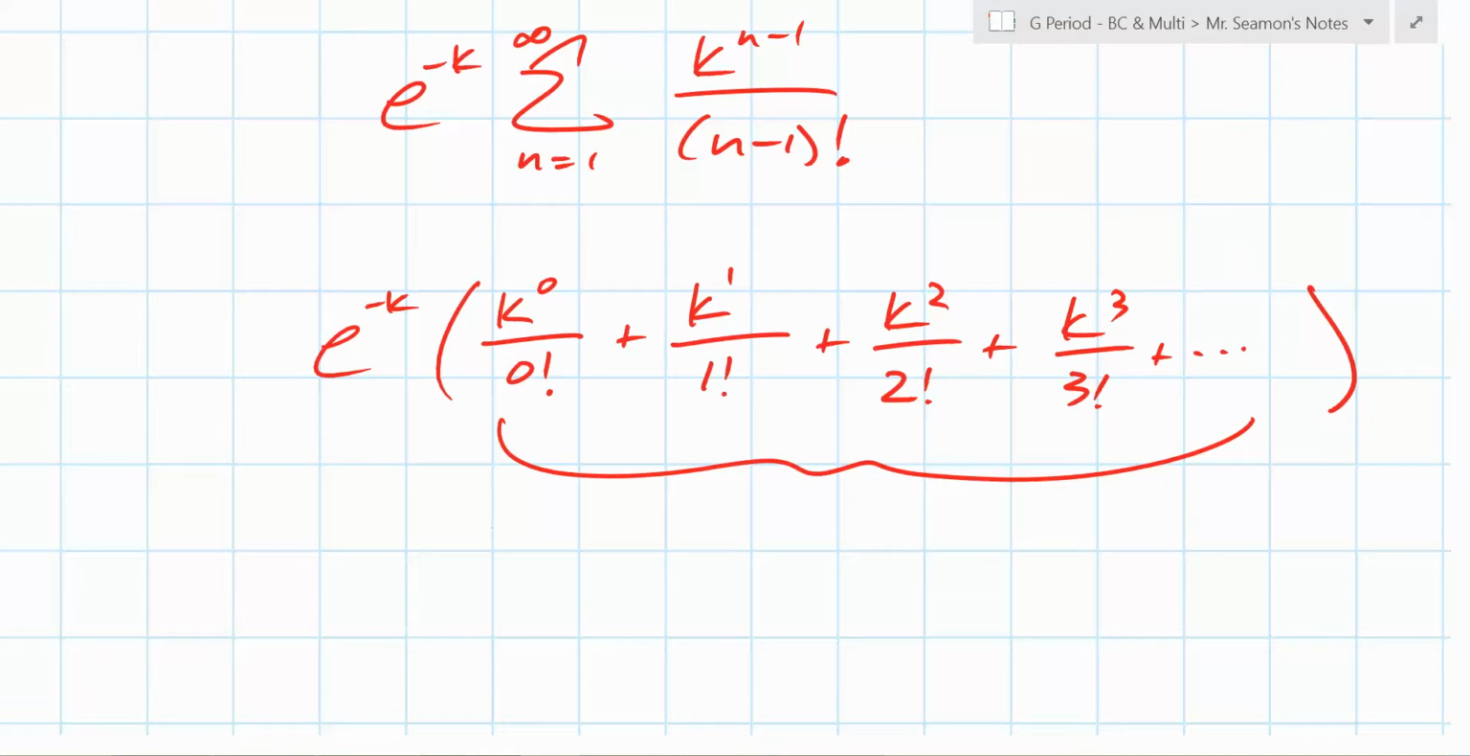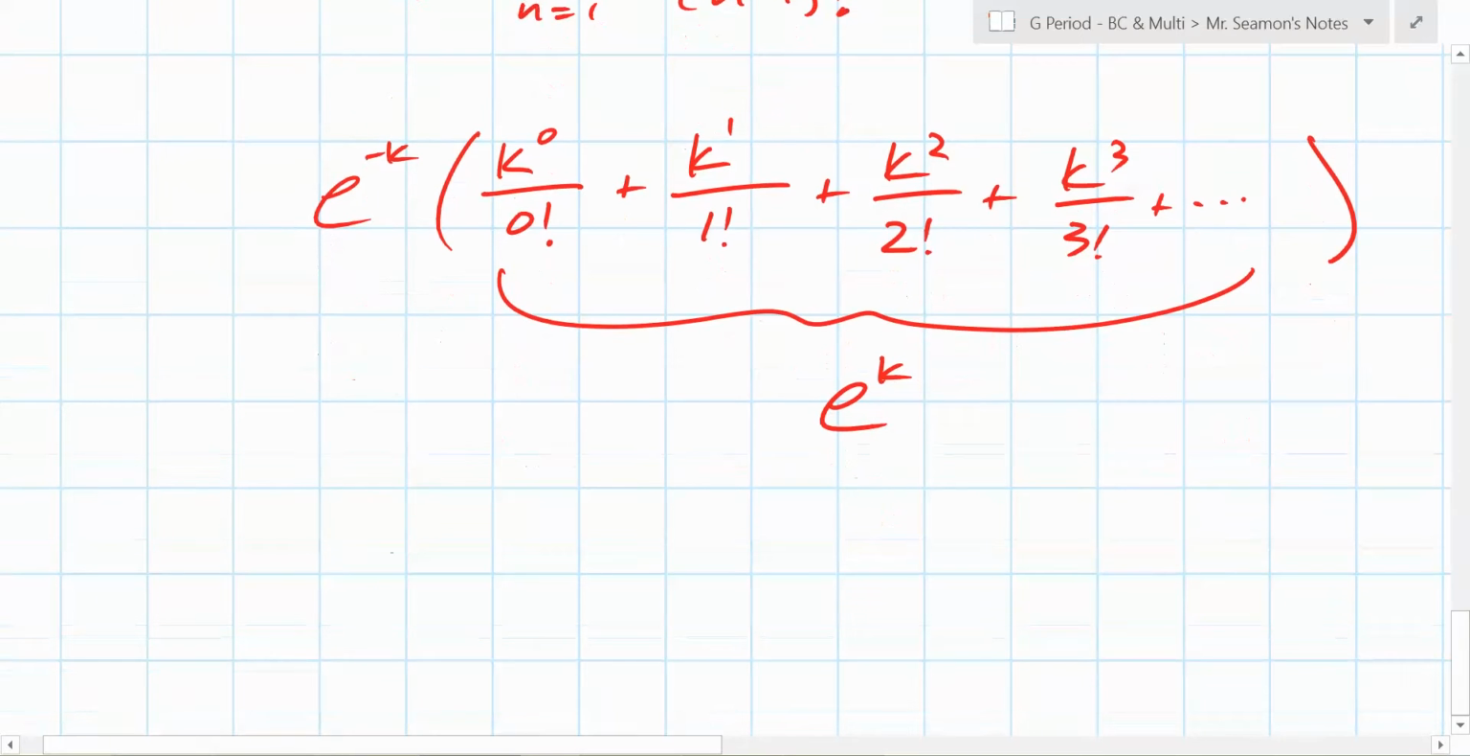It is e to the x, but it's not e to the x. What is that? That's e to the what? This is e to the k. This is e to the k. That is e to the k. So what do you now have? E to the negative k times e to the k. What's that? E to the, which is what? 1.